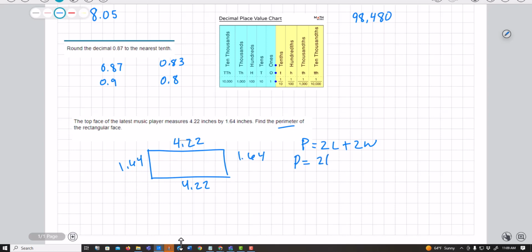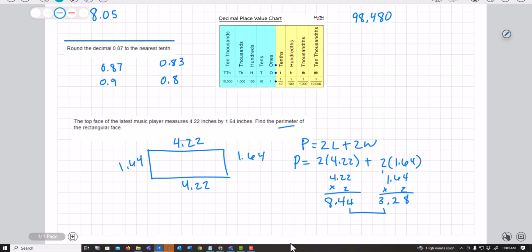So I get 2 times 4.22 plus 2 times 1.64. This is the same as 4.22 times 2. So 2 times 2 is 4, 2 times 2 is 4, 2 times 4 is 8. Remember that you bring down your decimal. And then 1.64 times 2. 4 times 2 is 8. 6 times 2 is 12. So that'll be 3.28.